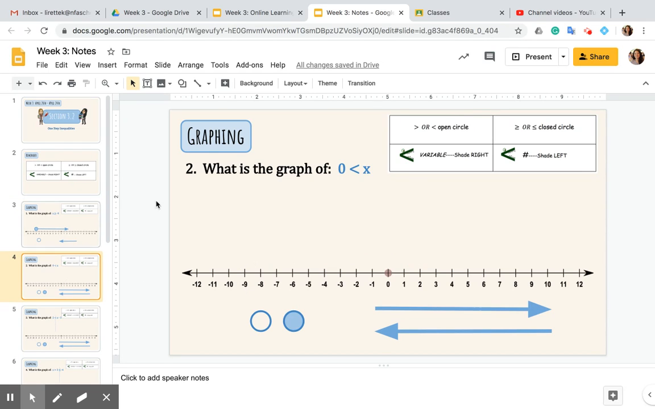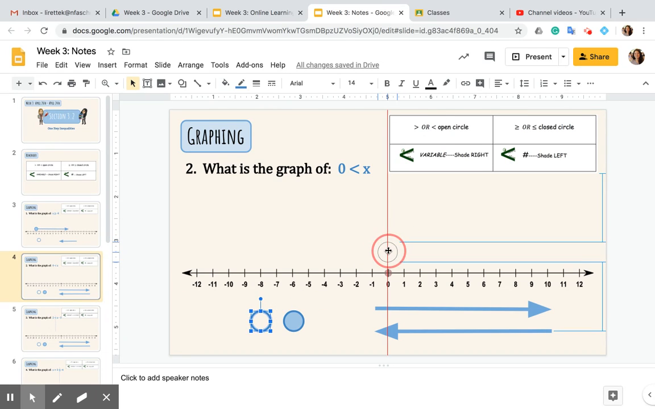Let's do another one. What is the graph of 0 is less than x? That's how I read this. First and foremost, let's find the 0. Here it is. And I need to choose the appropriate type of circle. My symbol does not have a bar. Based off of this little table here, I use the open circle.